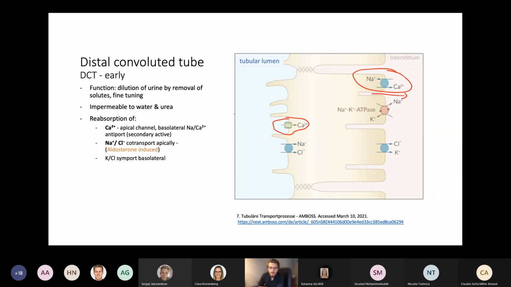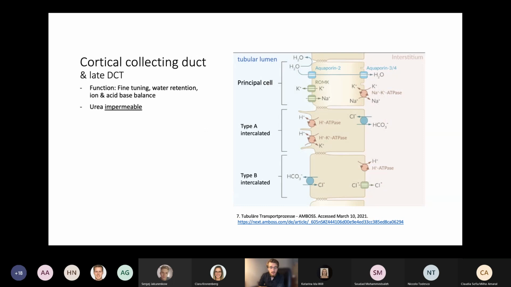And furthermore, we're going to have a chloride potassium symport at the basolateral end of the cell. The distal, the late convoluted tubule and the cortical collecting duct, their function is a little bit more elaborate. Their function is, again, the fine-tuning, water retention, and also, in addition, the acid-base balance in the body. We have water permeability, but it is still urea impermeable.